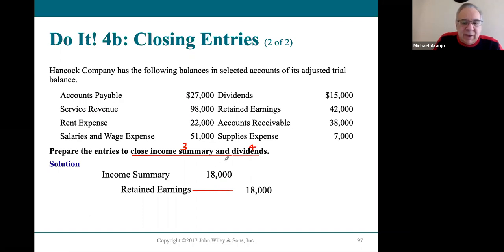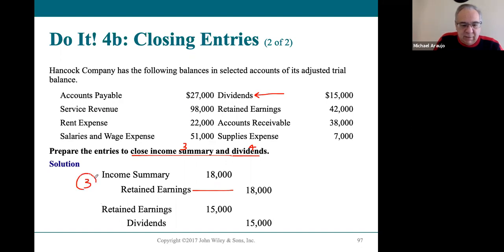Okay. And the very last thing we do is close dividends. This is our dividends account. $15,000 is sitting there. It's sitting on the debit side. To close dividends means to bring the balance in the account to zero. So we're going to have to credit dividends by this amount and move that debit to retained earnings. So the very fourth thing we do, debit retained earnings by the amount of the dividends, close dividends to zero with the credit. So this is step 3 right here. This is step 4 right here.